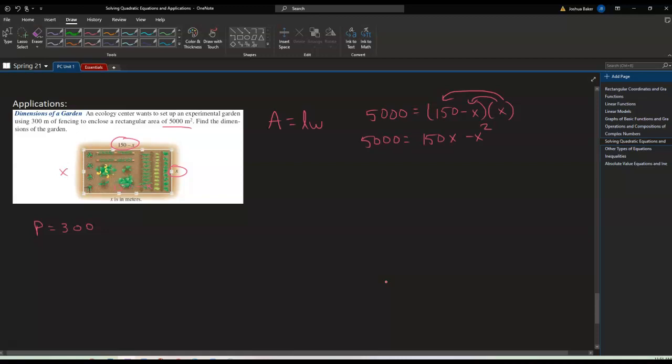So I think I'm going to try to factor this, which means I need it equal to 0. I also would prefer for this to be a positive coefficient. So I'm going to move those two things over. I'm going to add the x squared over and subtract the 150 over. Okay. So now I'm looking for factors of 5,000. They're going to add up to a negative 150.